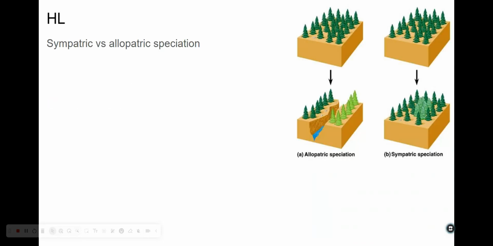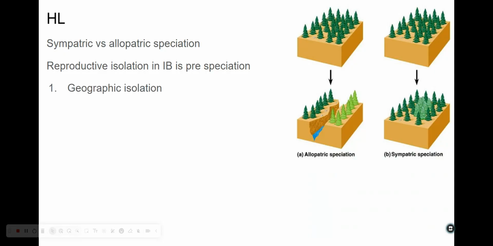HL, so we have sympatric versus allopatric speciation. Allopatric speciation is when they speciate separately and then they are brought back together and cannot interbreed. Sympatric is when they speciate in the same area and are speciating because of some sort of other reproductive barrier. So geographic isolation is the most common.